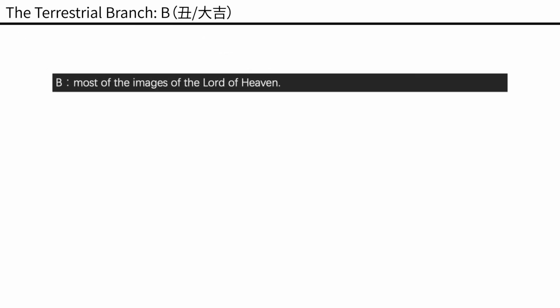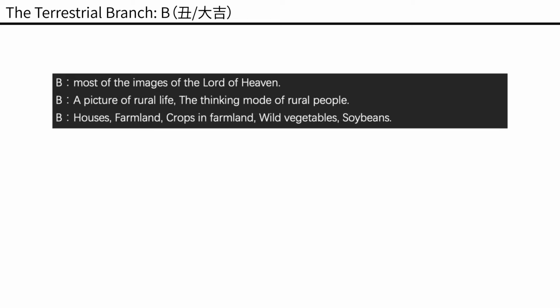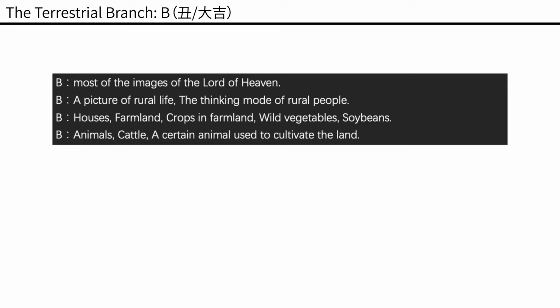Because B is the home of the Lord of Heaven, so B has the most of images of the Lord of Heaven. B represents a picture of rural life and the thinking mode of rural people, and B represents houses, farmland, crops in farmland, wild vegetables, and soybeans. B represents animals, cattle, etc. used to cultivate the land.